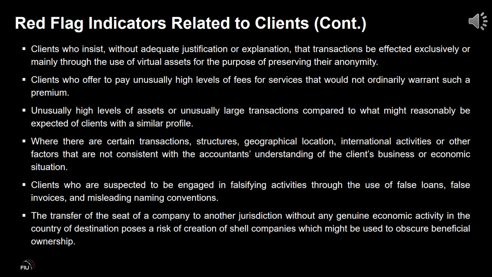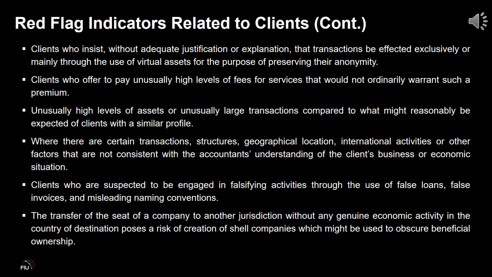Clients who insist, without adequate justification or explanation, that transactions be effected exclusively or mainly through the use of virtual assets for the purpose of preserving their anonymity. Clients who offer to pay unusually high levels of fees for services that would not ordinarily warrant such a premium. Unusually high levels of assets or unusually large transactions compared to what might reasonably be expected of clients with a similar profile. Where there are certain transactions, structures, geographical location, international activities, or other factors that are not consistent with the accountant's understanding of the client's business or economic situation.